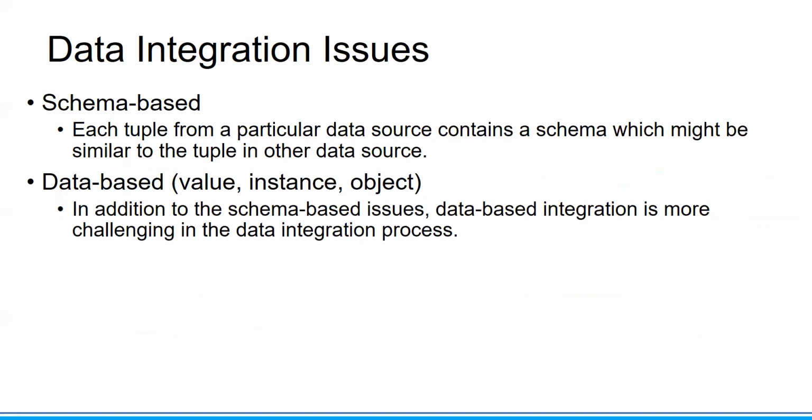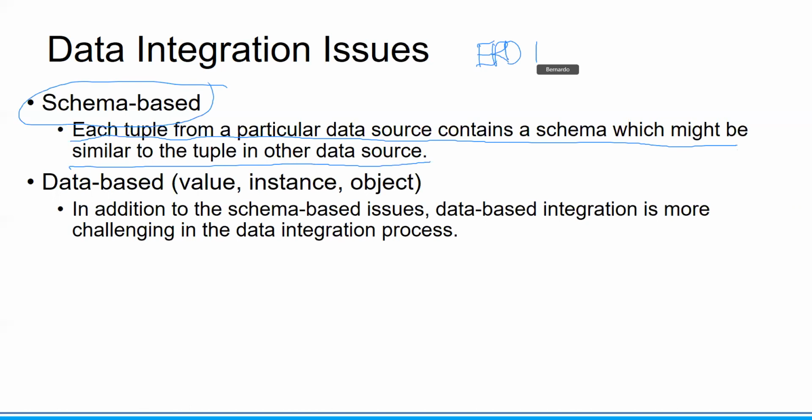So in this lecture, we are going to learn at least two issues. First is about the schema. If you understand databases, we have the entity, and for the entity, we can develop the entity relationship diagram. In some other literature, they refer to it as a schema. Each tuple from a particular data source contains a schema which might be similar to the tuple in other data sources. So in this case, we want to check whether the schema in ERD 1 is the same as the schema in ERD 2. If they are the same, then you can just integrate.